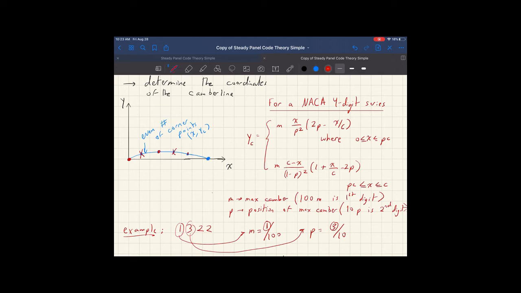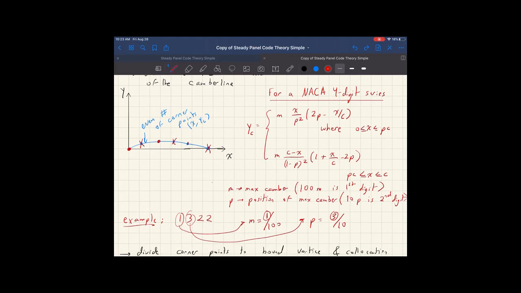Anyway, yeah, so you start with a bound vortex at the leading edge and alternate between bound vortices and collocation points, such that you have a collocation point at the trailing edge. And having a collocation point at the trailing edge is actually pretty important to enforcing one of the 3 boundary conditions, namely the cutoff condition, and I will go over that.